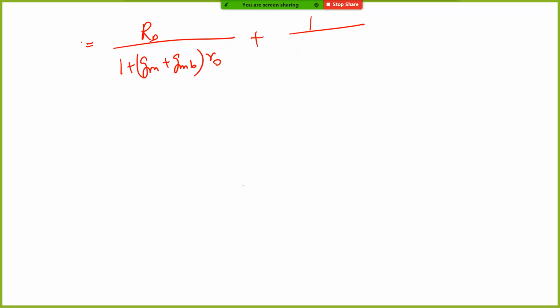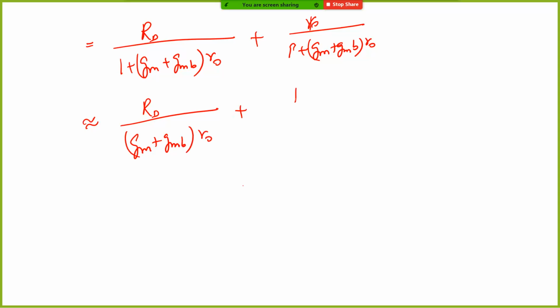Now this situation is remedied. We can write it as RD divided by 1 plus gm plus gmb times r0, plus, approximately, r0 divided by 1 plus gm plus gmb times r0. Now we know that gm times r0 is the intrinsic gain, so it is supposed to be fairly large. So you can approximate it as RD divided by gm plus gmb times r0, plus 1 divided by gm plus gmb.